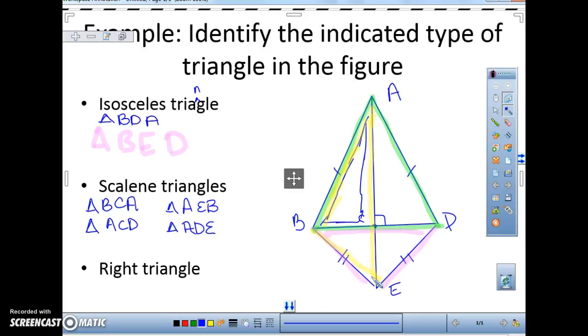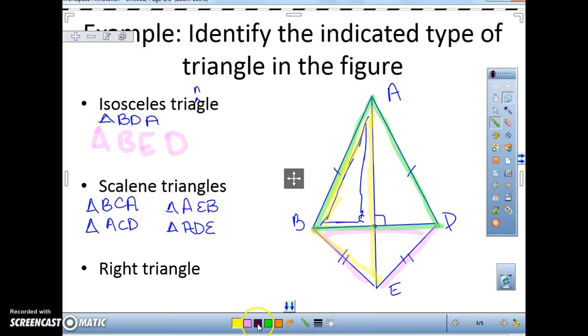All right, is that all of them? I think that's it. Four scalene triangles. All right, a right triangle. Right triangle, what has to be true about a right triangle? That's what? All right, 1 and 1 is 90. Okay, so we need to find a 90-degree angle.